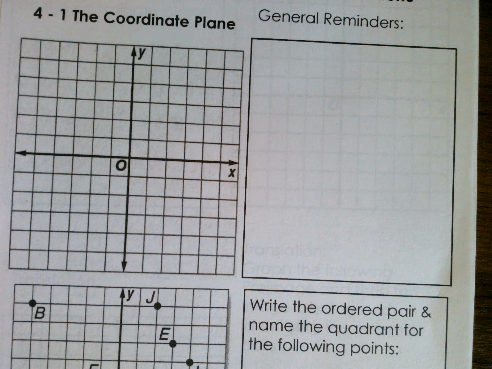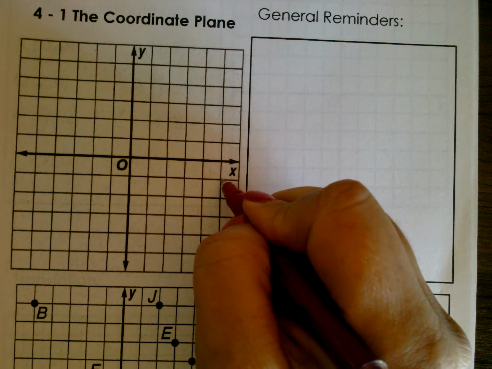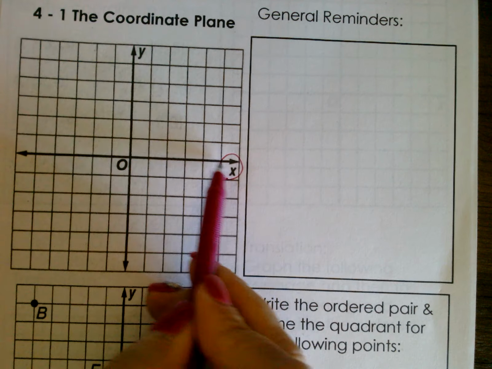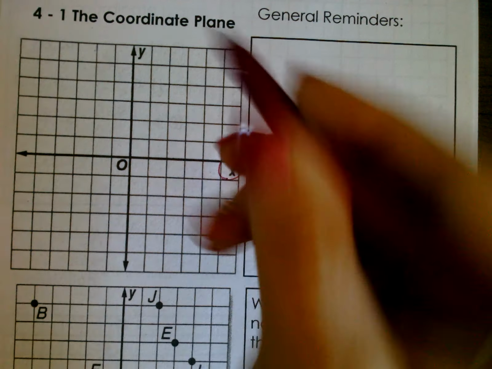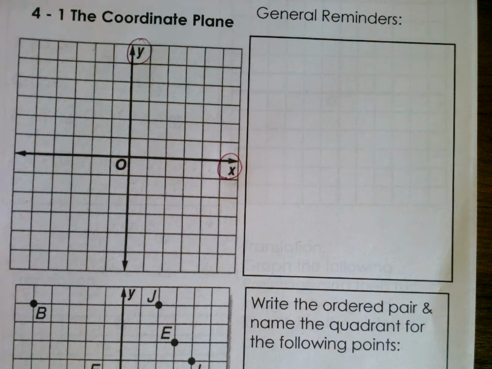We are going to begin our work on Chapter 4. We'll start with some review of the coordinate plane. First, I'd like to just label, as you can see, X is the horizontal axis, Y is the vertical axis.